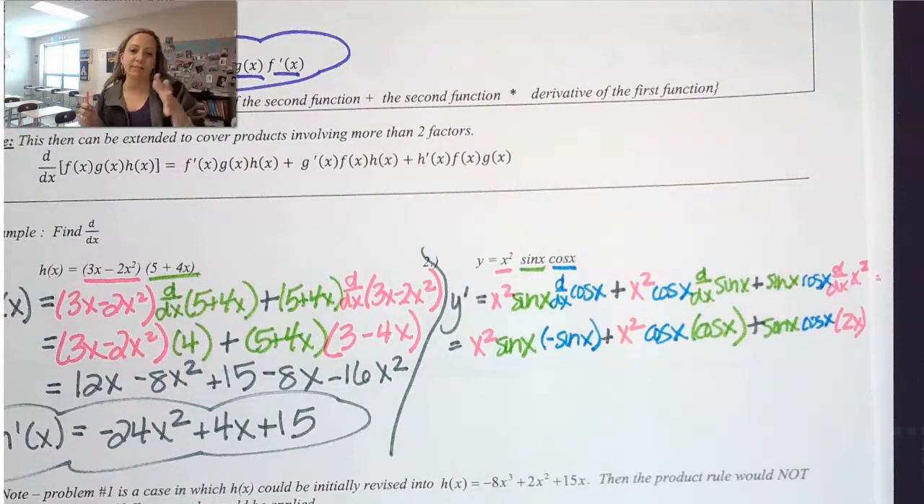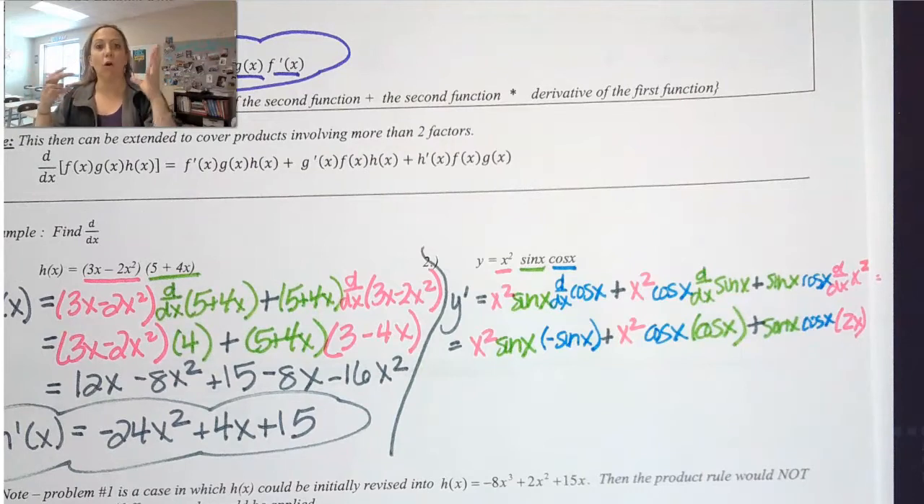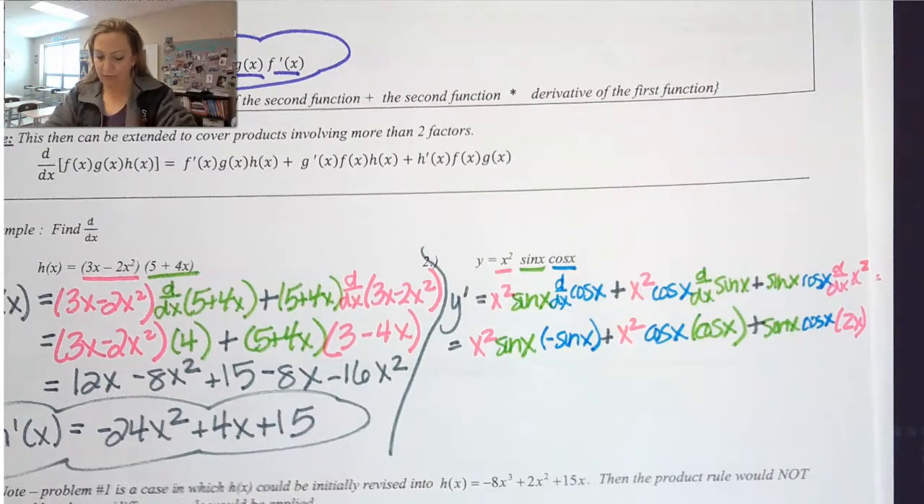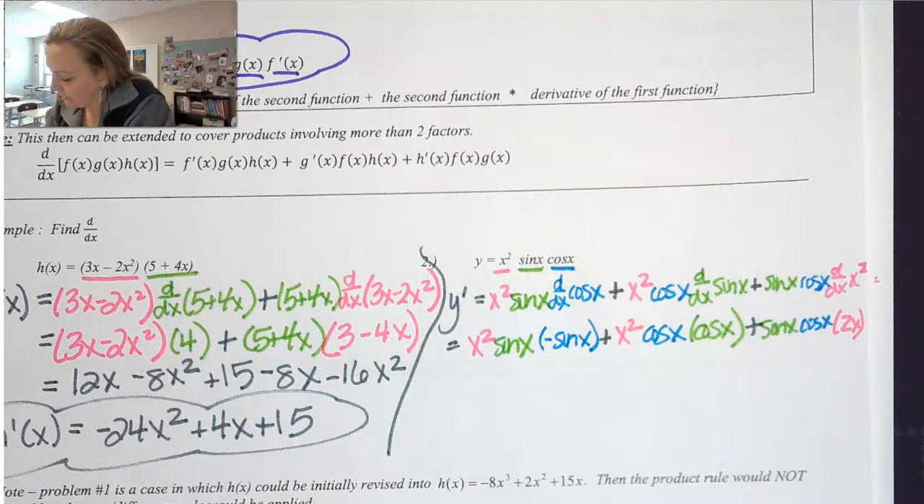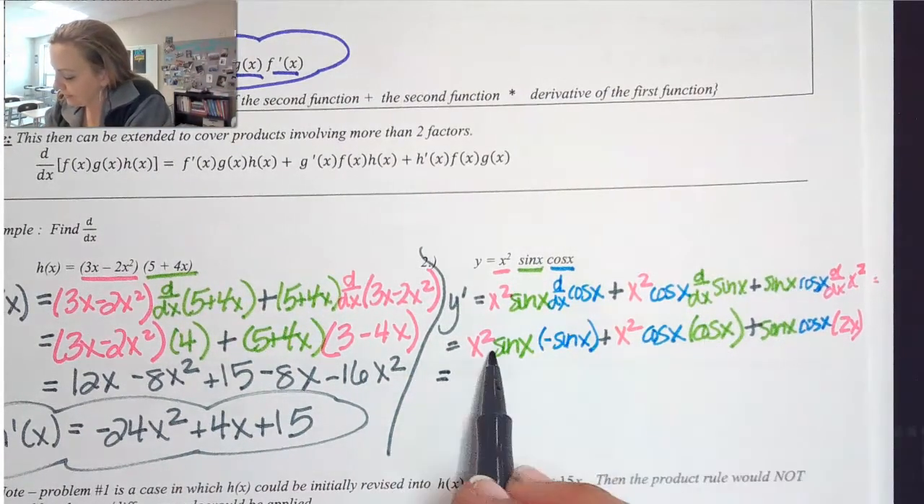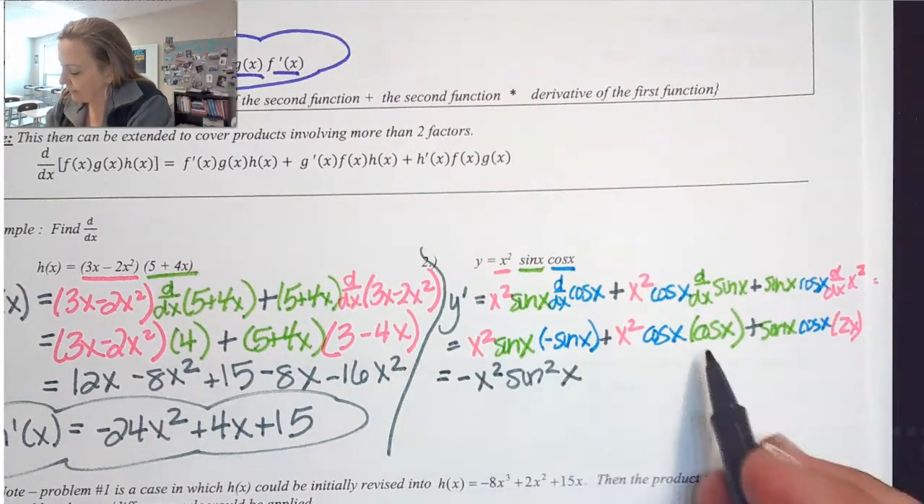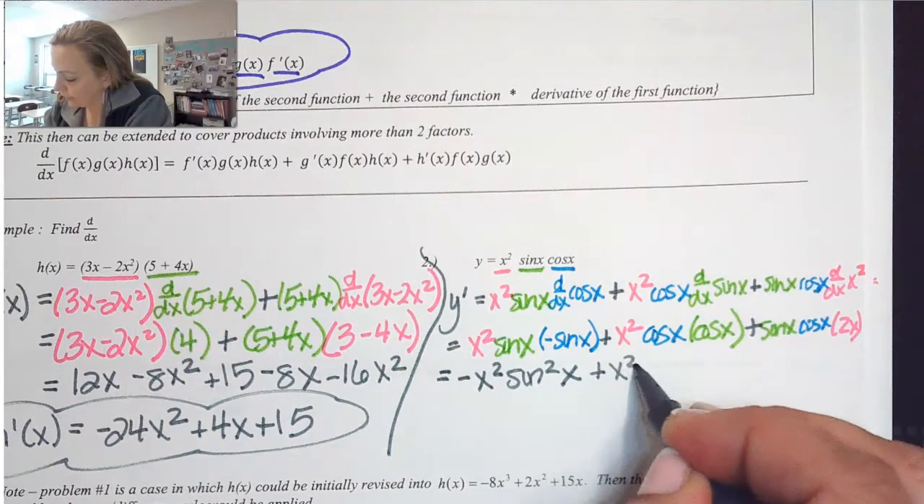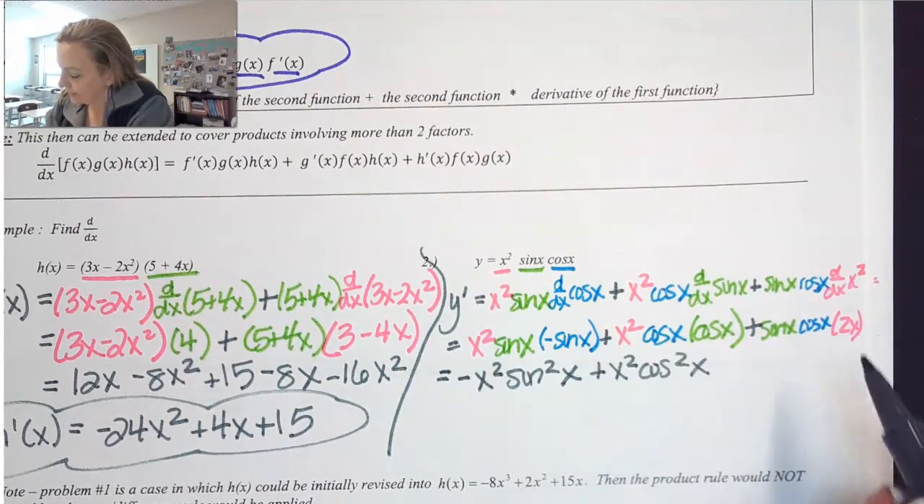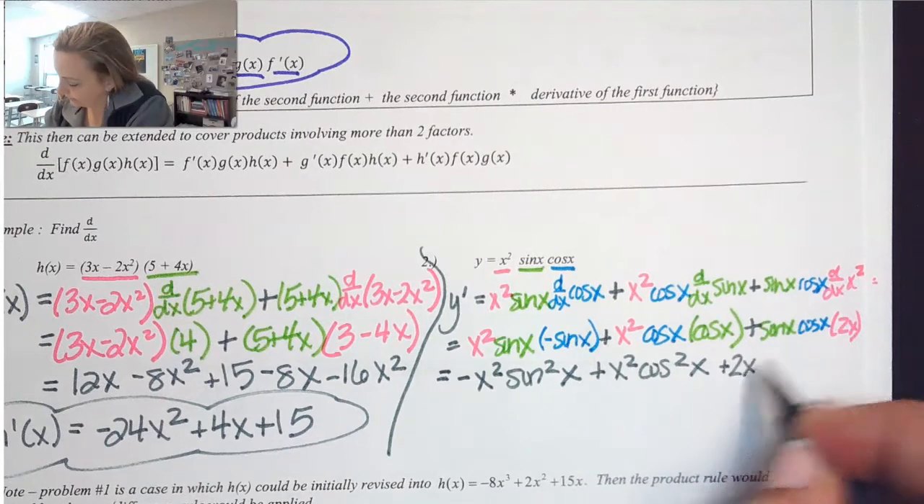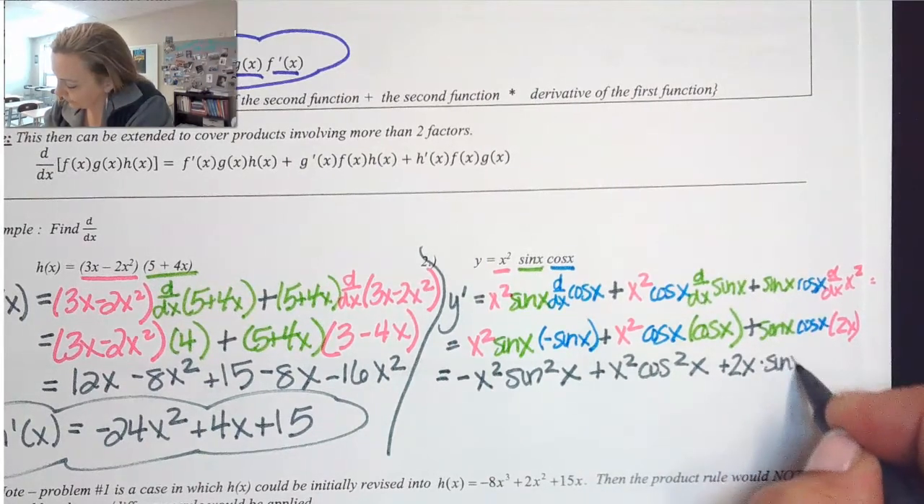I'm color coding just to show you that when we have three functions present, all three functions are present in each of the terms: two of the original functions, and then a derivative of the third function. Okay. So let's try to clean each of these terms up. This is going to be negative x squared sine squared x plus x squared cosine squared x, and then plus 2x times sine of x cosine of x.